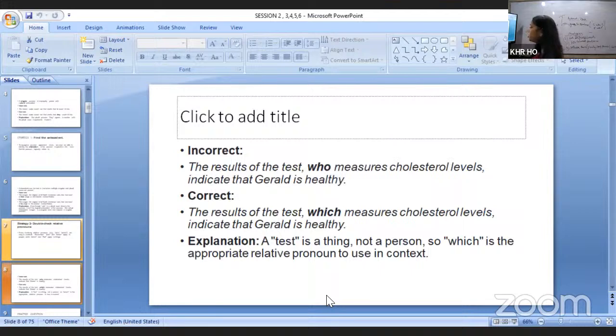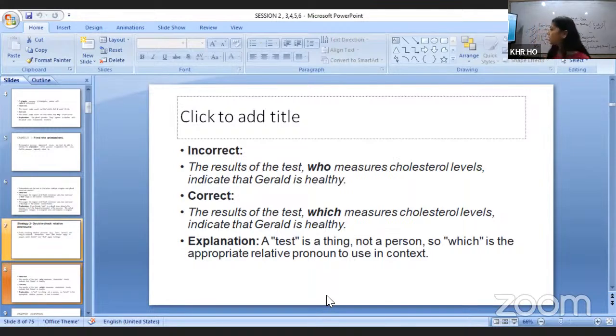All right. Here, Nusaiba. Incorrect: The results of the test, who measures cholesterol levels, indicate that Gerald is healthy. Correct: The results of the test, which measures cholesterol levels, indicate that Gerald is healthy. Why which, why not who? Because we're talking about the results of the test, because it's a thing. You're not talking about the person. When I would have spoken about the person over here, I could have used who, because that is what who refers to. Who and whom refer to people, and which and that apply to things. So that is why you will find this common error. A lot of people do it, because you get confused with the logic over here.